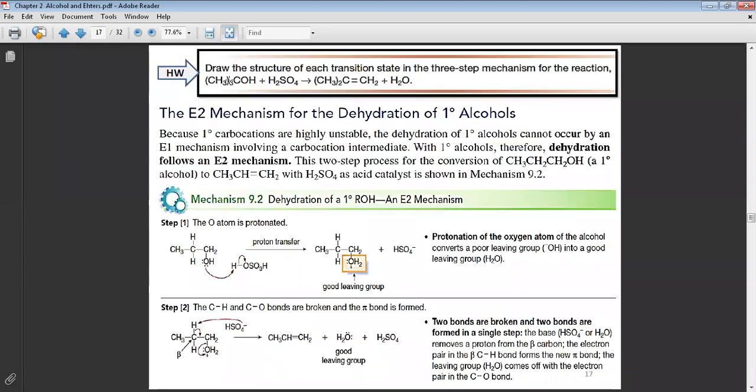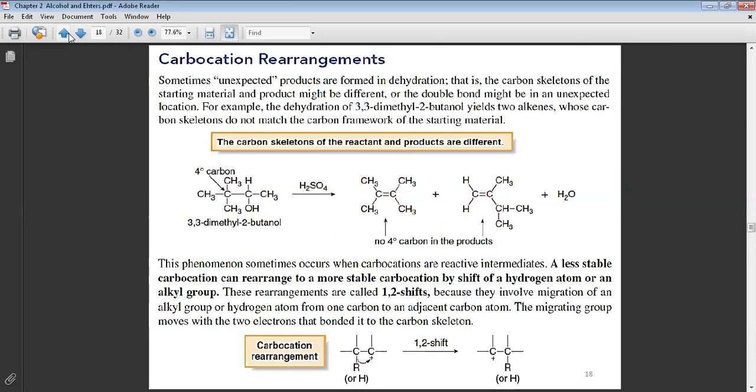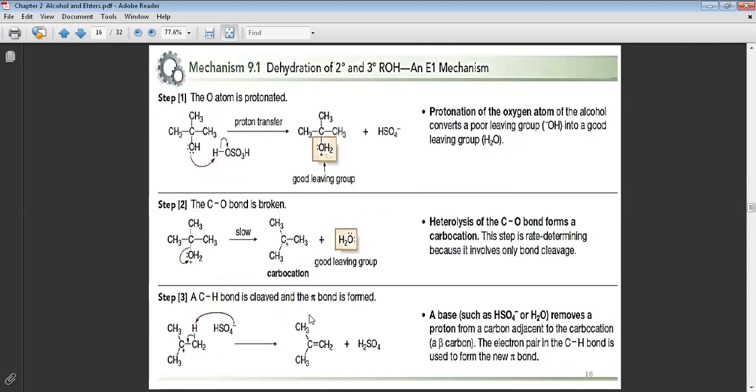Okay, CH3 by 3OH, the same. If I give you this question in your exam, the answer is exactly like this. Three steps: 1, 2, 3. Okay. Protonation, remove the leaving group to give you carbocation and a new pi bond. Okay, three steps.